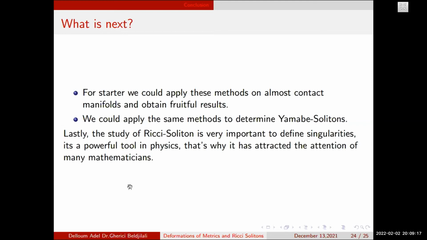And lastly, I would like to point out that the study of Ricci solitons is very important to define singularities, because in mathematics, we don't have a definition of singularity, space of singularities, or what is a singularity. And also Ricci solitons are a powerful tool in physics. That's why they have attracted the attention of many mathematicians.